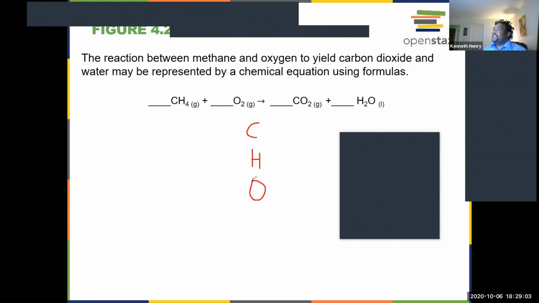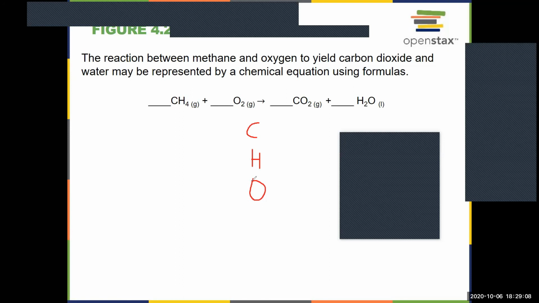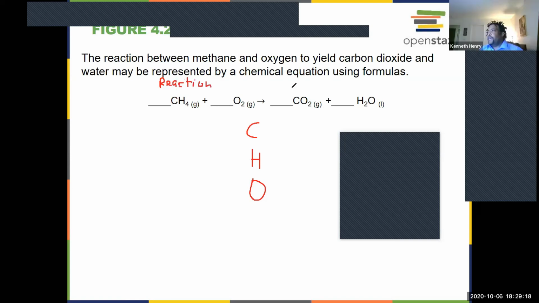Now, which side is the reaction side of the equation? Left. Okay. And the other side is called the what? Product. Okay. So on the reaction side of the equation, how many carbons do I have? 1. On the product side of the equation, how many carbons do I have? 1.